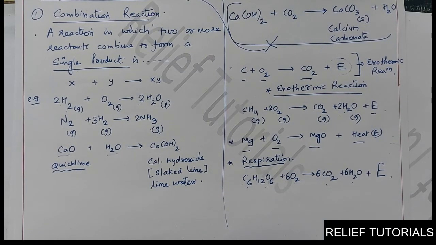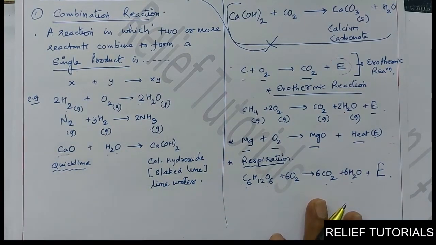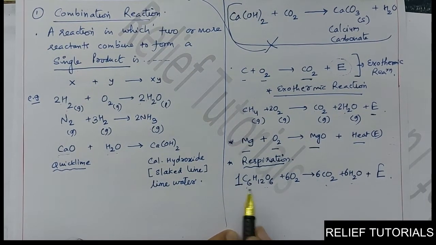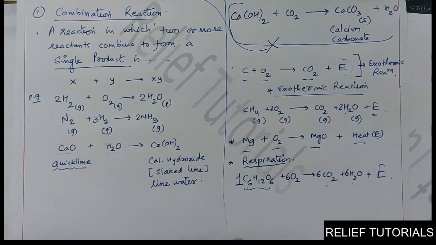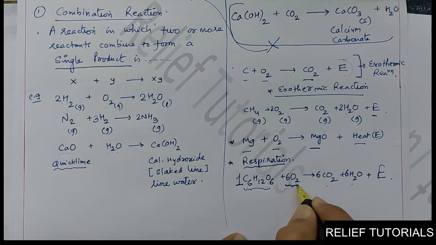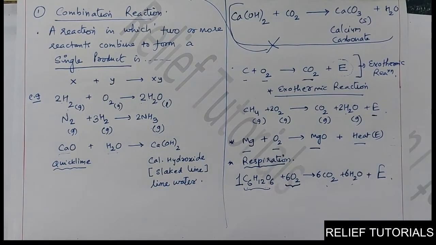One of the students yesterday asked me what is the use of this balancing. Nice question it was. If you don't balance the equation, then what difference does it make? What is the difference between a balanced and a not balanced equation? So look at this balanced equation. It gives you the complete idea of the respiration system. How many molecules of glucose are here? 1. So one molecule of glucose is burnt, and it requires 6 molecules of oxygen for complete burning.